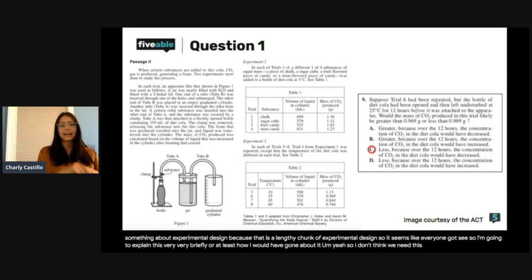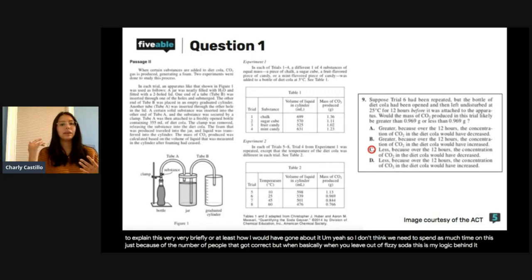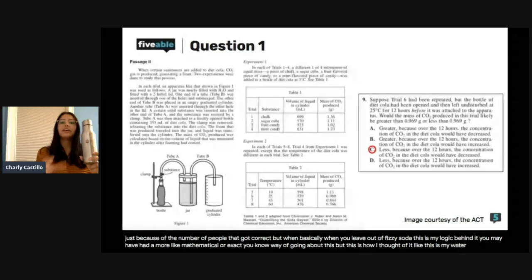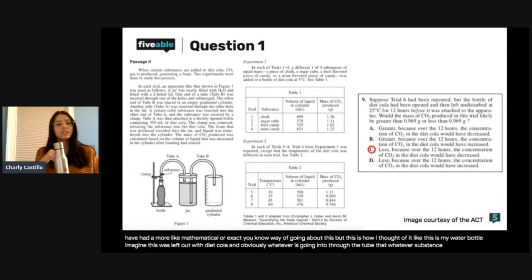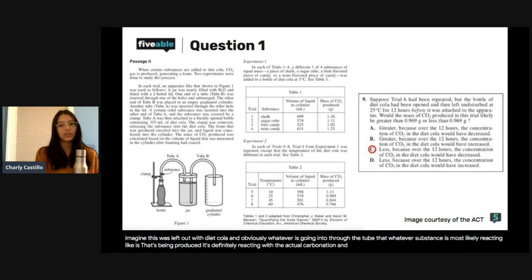So I don't think we need to spend as much time on this just because of the number of people that got it correct. But when you leave out a fizzy soda, this is my logic behind it. You may have had a more mathematical or exact way of going about this, but this is how I thought of it. Like, this is my water bottle. Imagine this was left out with Diet Cola. And whatever substance is going in through the tube is most likely reacting, since it's CO2 gas that's being produced, it's definitely reacting with the actual carbonation in the soda.